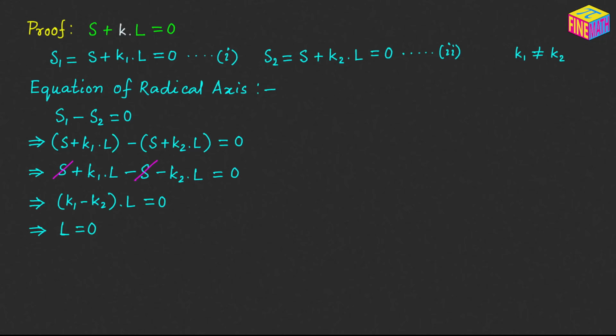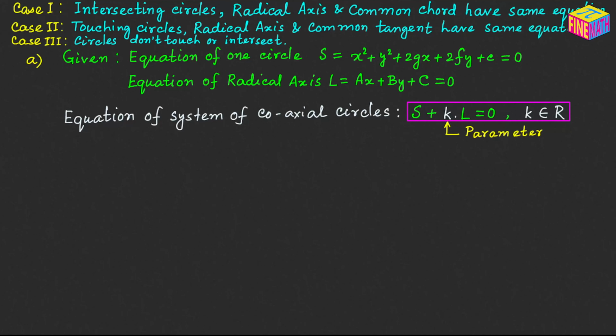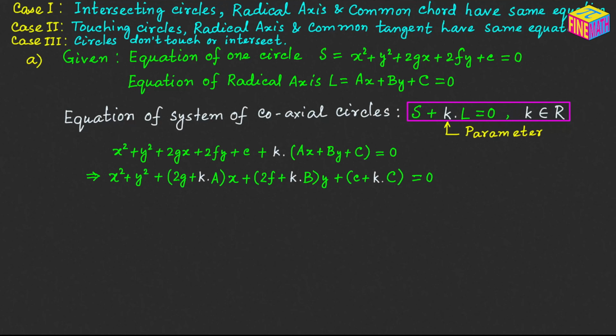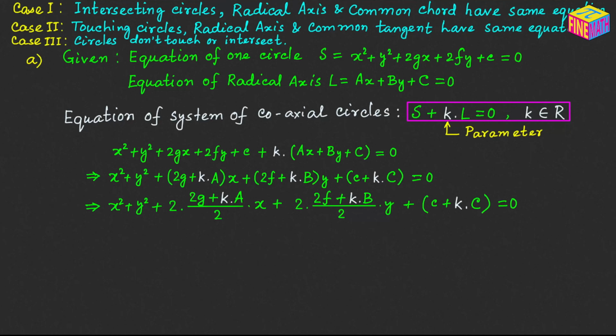So this is sufficient to say that s plus k times L equals 0 actually represents the family of the coaxial circles. Also, this equation of the system of coaxial circles can be written like this, and from here we can write it like this, and from here we can write it like this, and this looks like the equation of a circle. So as you can see, s plus k times L equals 0 actually represents a bunch of circles where k is the parameter. By changing the value of k, we can come up with an infinite number of circles, and all of them will belong to the same system of coaxial circles.